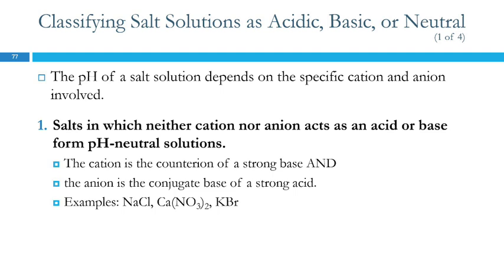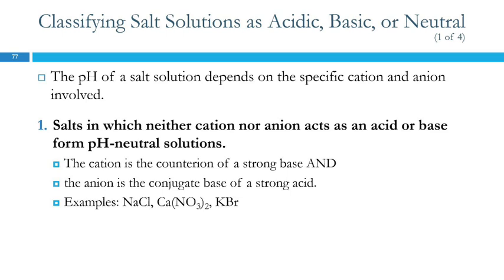So they're not going to do anything, so then this is going to make a pH neutral solution. This will happen when the cation is the counter ion of a strong base, like sodium ion, potassium ion from sodium hydroxide, potassium hydroxide, and the anion is the conjugate base of a strong acid. So examples of salts that are pH neutral: NaCl.